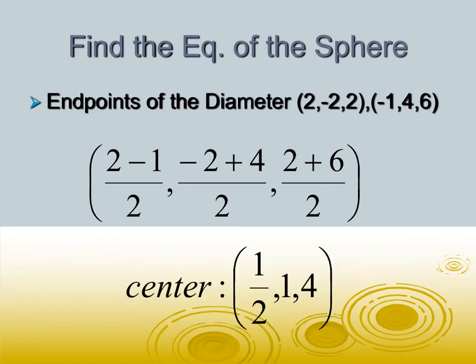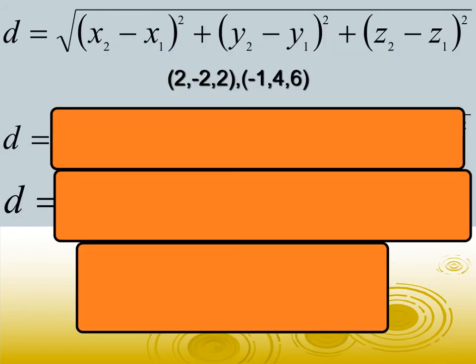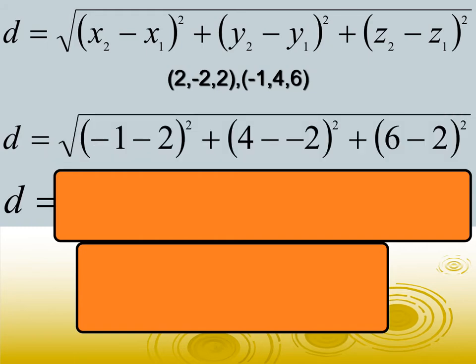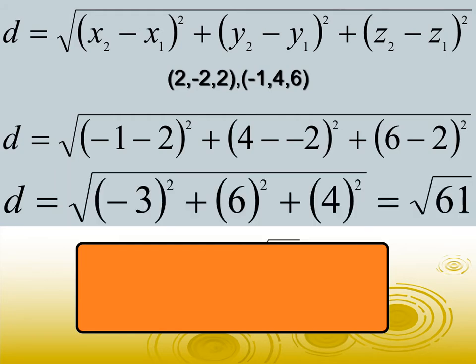Now I can try and find my radius. I know that the radius is half the length of my diameter. And since I already know the two endpoints for my diameter, I can use them to find the distance between them and then cut that in half to find the radius. So I'm going to plug in my points and simplify my distance. And I end up getting that my diameter is the square root of 61.